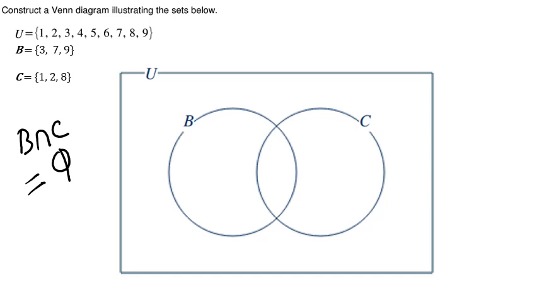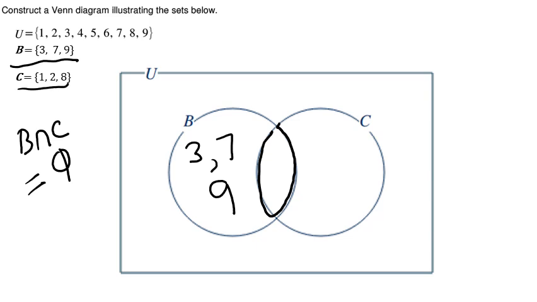So let's fill in B. B consists of the numbers 3, 7, and 9. Now, be careful. Don't put 9, 7, or 3 anywhere in this region right here because that region is supposed to be empty. Because if you put it here, you're saying it's in C. And 3, 7, and 9 are not in C. Likewise, C consists of 1, 2, and 8. Those 3 numbers. Okay? So, am I done?